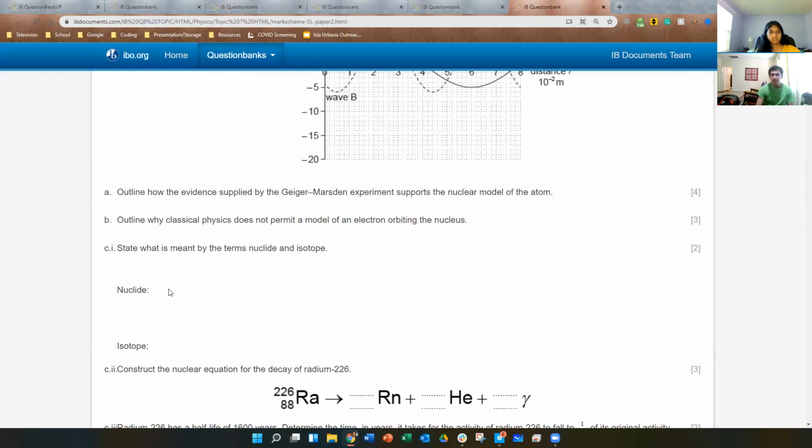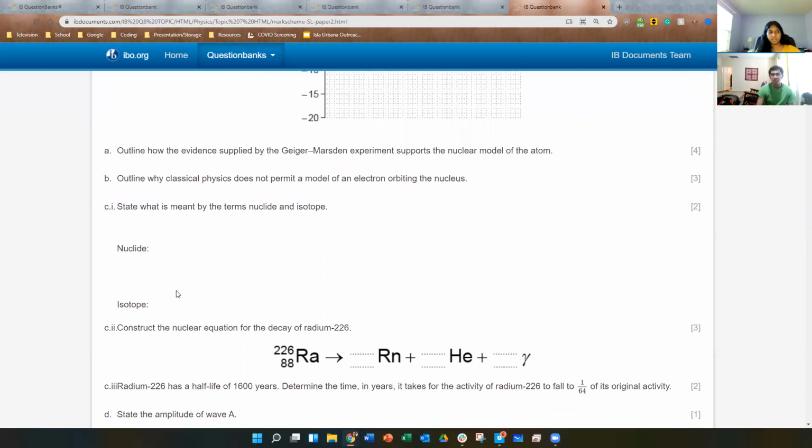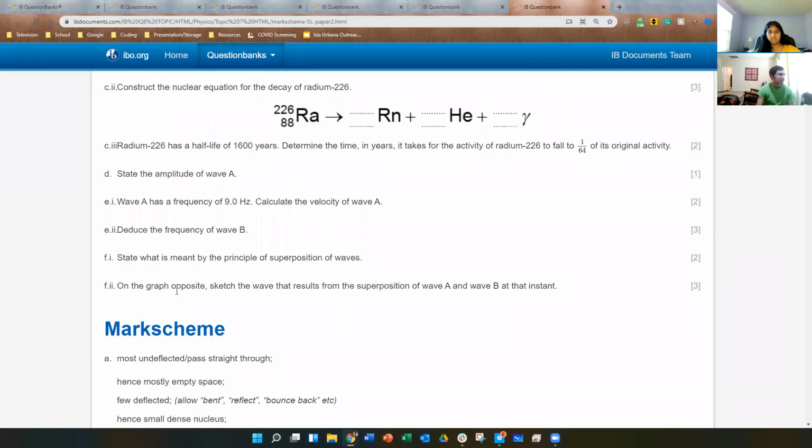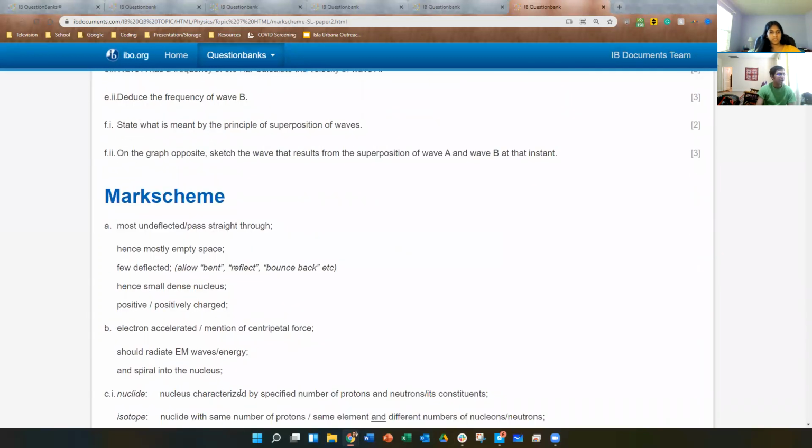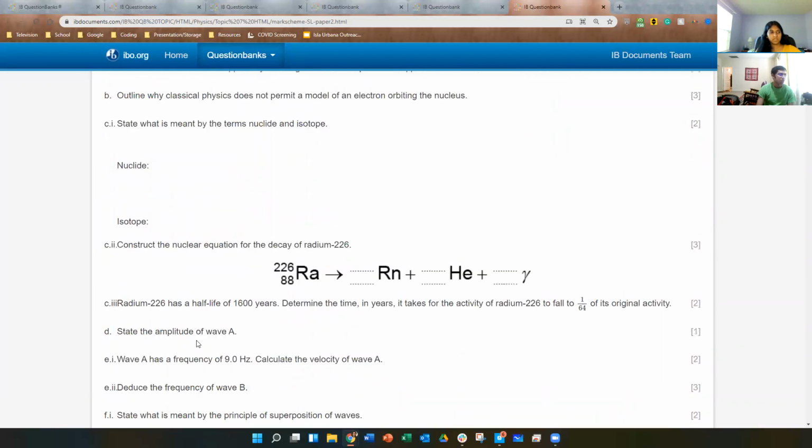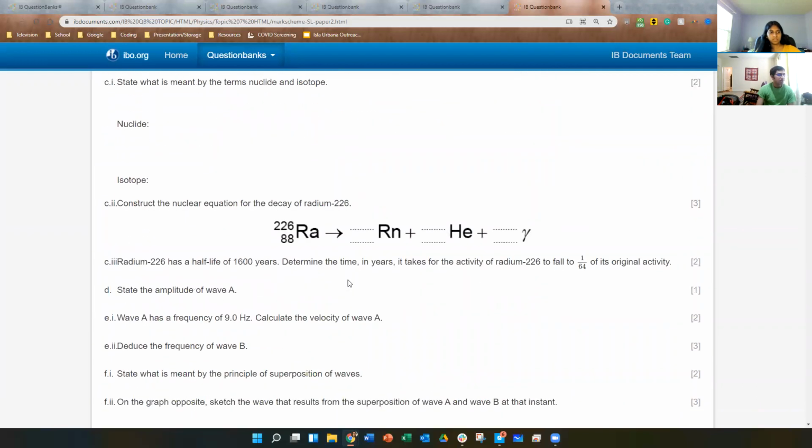A nuclide is a particular nuclear species with a certain number of protons and a certain number of neutrons. I think they like people to say characterized by. Oh, characterized by. Yeah, a nucleus characterized by a specific number of protons and neutrons. Okay, an isotope we already said. Okay, so this is alpha decay. What was the word again? Nuclear species or atomic species.